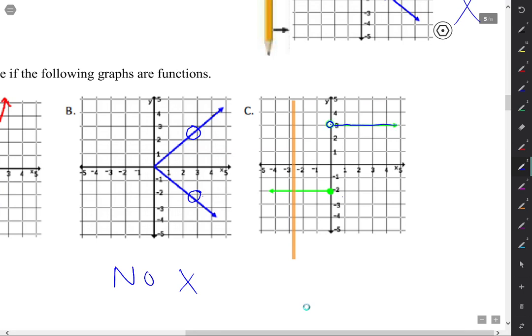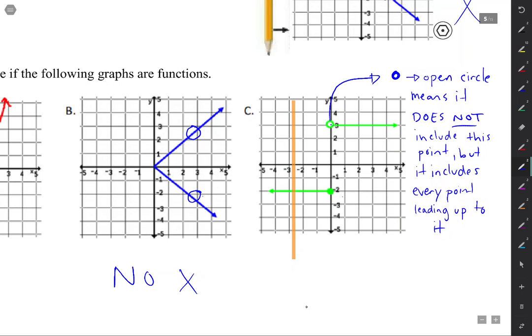So here, I'm just going to write a side note about that. I just wrote that the open circle means that it does not include that point, but it includes every single little point leading up to it until it reaches that point. So if we're trying our vertical line test on this graph and we get to that section where it's touching these 2 points, or it looks like it is, technically it is touching the one down here because it's colored in, but the one up here it is not touching. That point doesn't exist on the graph. Therefore, this graph does pass the vertical line test and it is a function. So I'm going to put yes, this is a function.